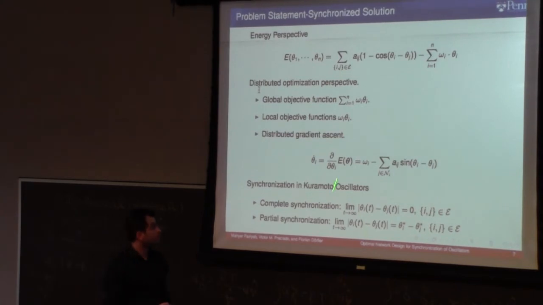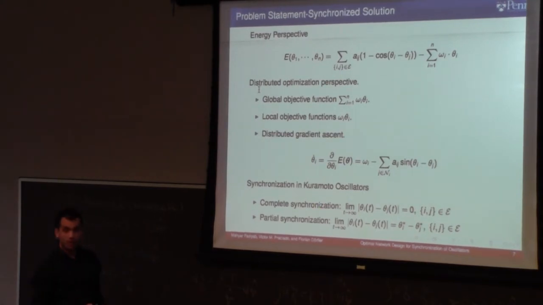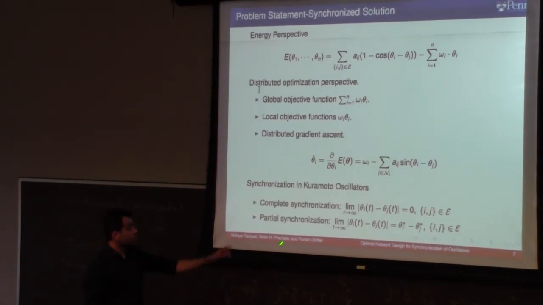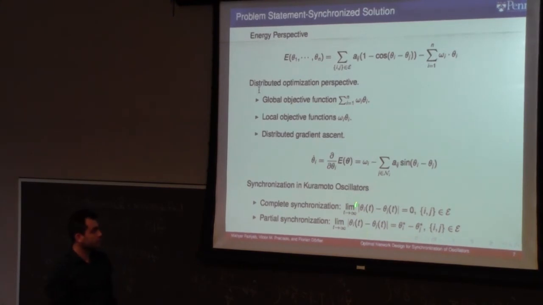Now let's go to the definition of synchronization for these Kuramoto oscillators. As you recall, we have 2 kinds of synchronization: complete synchronization and partial synchronization. For this dynamics, complete synchronization means that all the phases converge asymptotically to each other. So there's no gap between the steady state phases, which we call phase synchronization. Another definition, for partial synchronization, is that all the phases converge to a constant frequency, but they don't make complete synchronization. So there's a steady state gap between the phases.